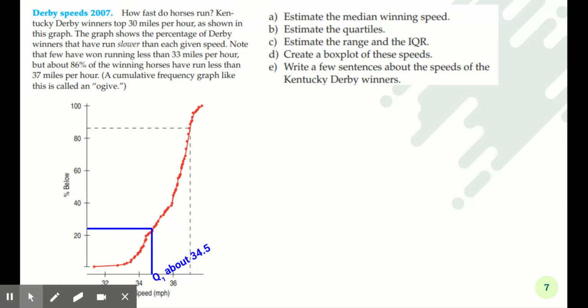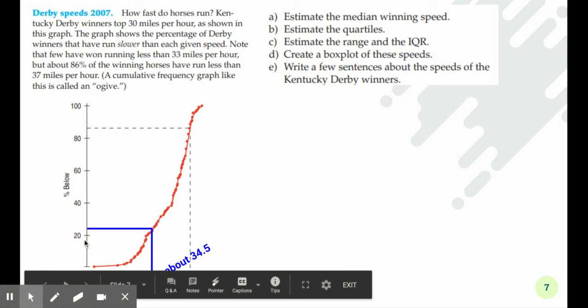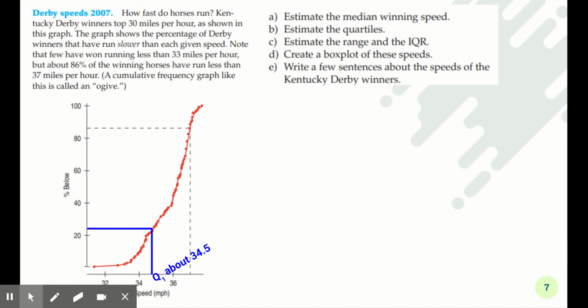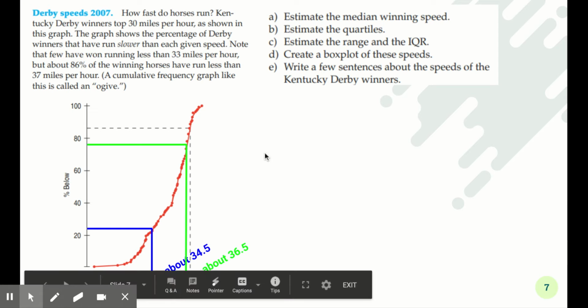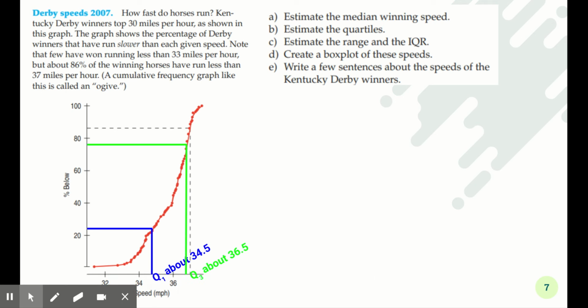Next, our lower quartile is at about 25%, which is about here on the vertical axis. Go out to your graph, and you go down, and our lower quartile would be about 34.5. You would do the same thing with your upper quartile. You'd go up to about 75%, go out to your graph, draw a vertical line down, and that value down there, about 36.5, would be your upper quartile.